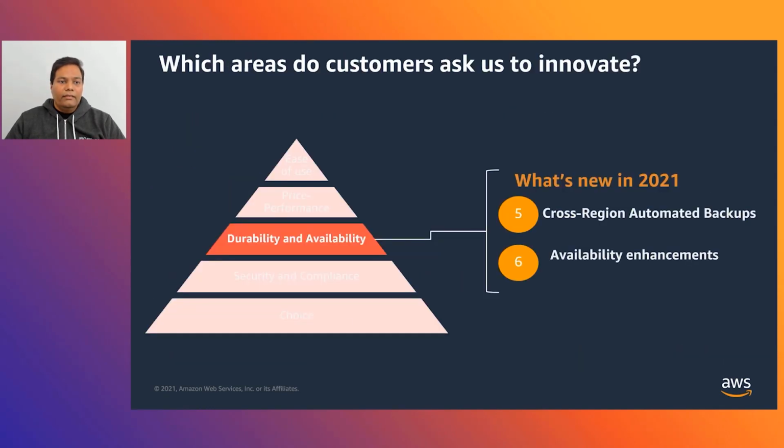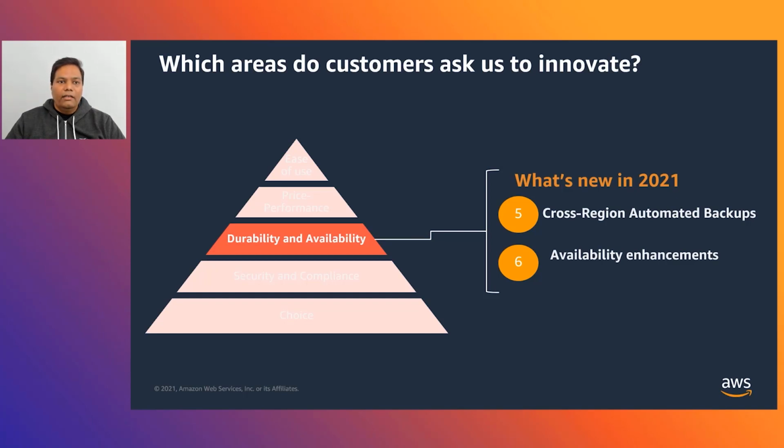Okay, so the next category where customers ask us to innovate is durability and availability. We started by talking about choice and understanding where databases can be deployed and its performance characteristics. We discussed security and compliance. So once the database is deployed and serving applications and queries, customers want to make sure that data is durable and we are able to recover the database in case of unpleasant events like hardware failure on a system or a system crash. Also, customers want the ability to stay highly available.